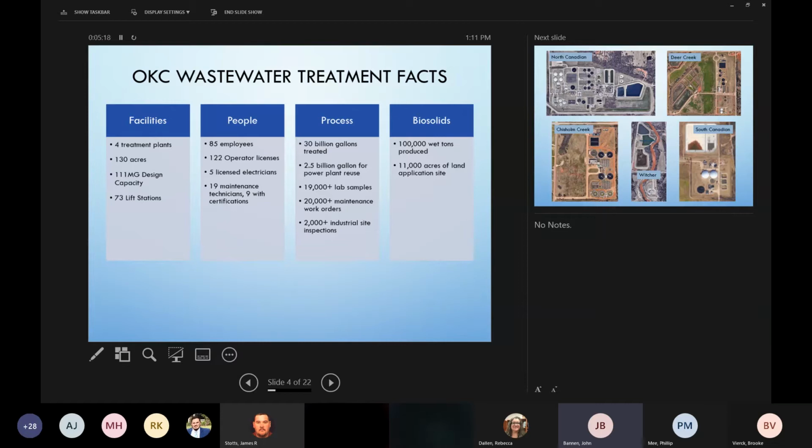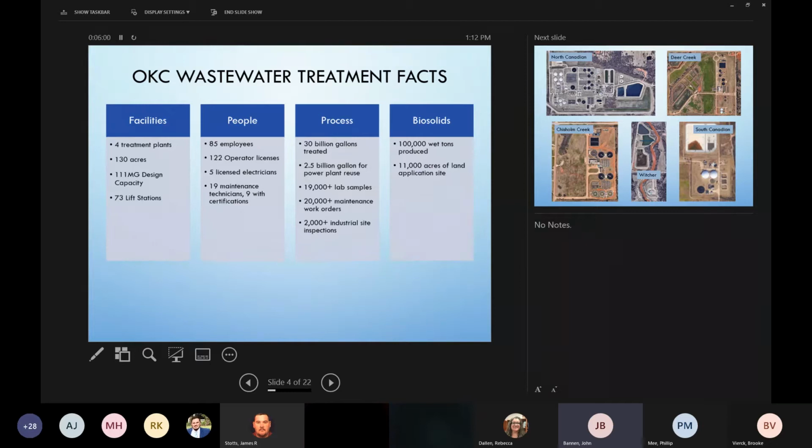So just some brief facts about the Oklahoma City treatment system as a whole. We have 4 treatment plants located throughout the metro area with a very large service area. I think a lot of times people may not realize that when it comes to the square mileage of Oklahoma City, our service area is actually larger than the city of Houston, the 4th largest city in the country. Oklahoma City's service area actually sprawls greater than the Houston service area.